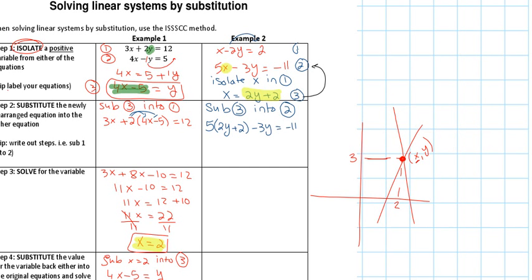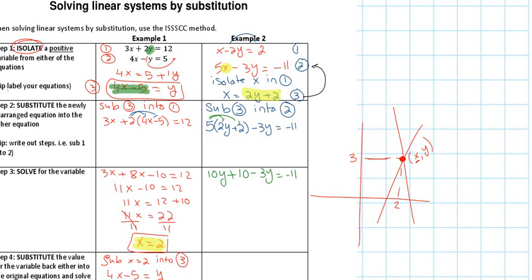Now I have to solve. Okay? How many letters do you see here? How many different letters do you see? Just one, which is the y. Okay? But there's 2 of them, 2 y's, so I have to collect like terms. So let's do the 5 times 2, so that gives me 10y. And then 5 times 2 plus 10 minus 3y equals to negative 11.